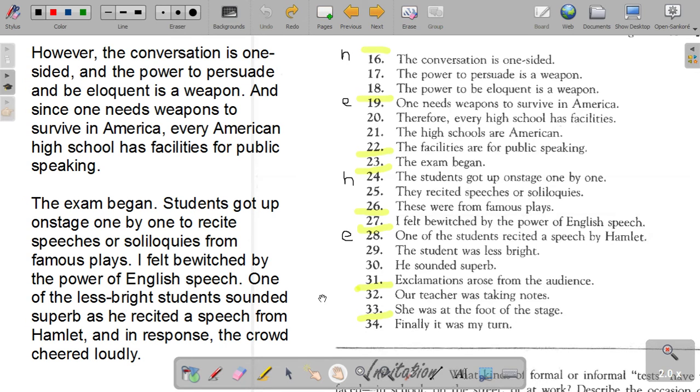And then, Esther, once you're done, let me know, and I'll have you read the last couple. Okay. One of the students who recited a speech by Hamlet was less bright, but sounded superb. Good, excellent. And then you could probably keep 31 just on its own. Exclamations arose from the audience. Our teacher, who was taking notes at the foot of the stage, finally told me it was my turn. We could do that for the end.